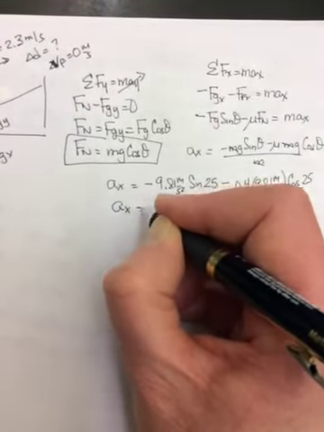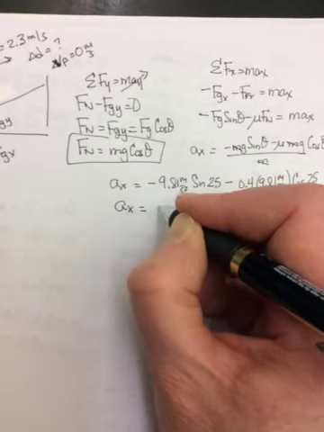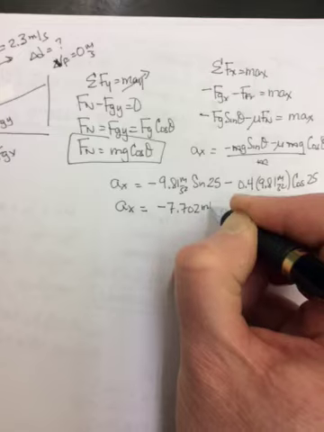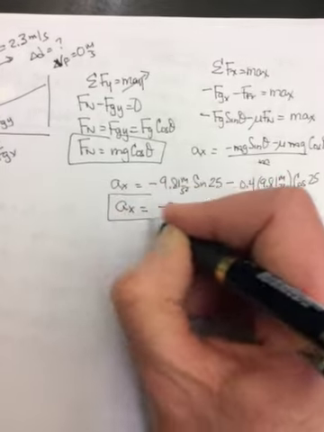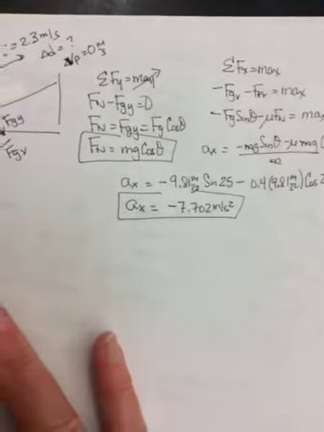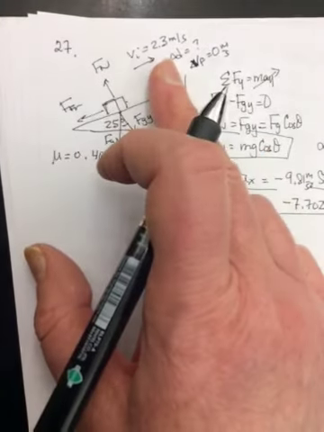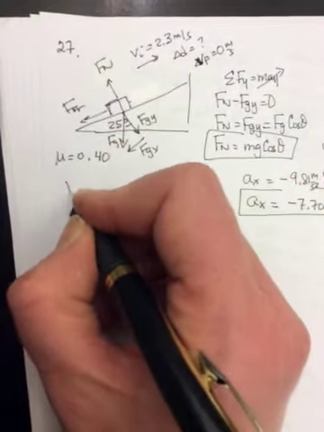And when you do this, you should get an AX of negative 7.702 meters per second squared. Okay, that's not the final answer. The question wanted to know how far up does it go. You now have an A, a VF, a VI.